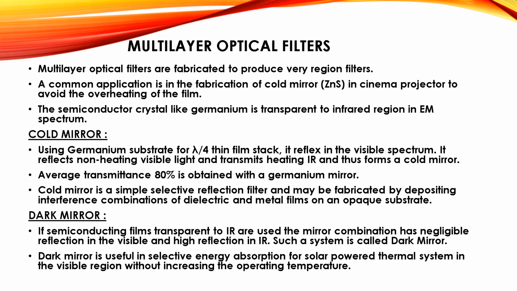If semiconducting films transparent to IR are used, the mirror combination has negligible reflection in the visible and high reflection in the IR. Such a system is said to be a dark mirror. Dark mirror is useful in selective energy absorption for solar powered thermal systems in the visible region without increasing the operating temperature.